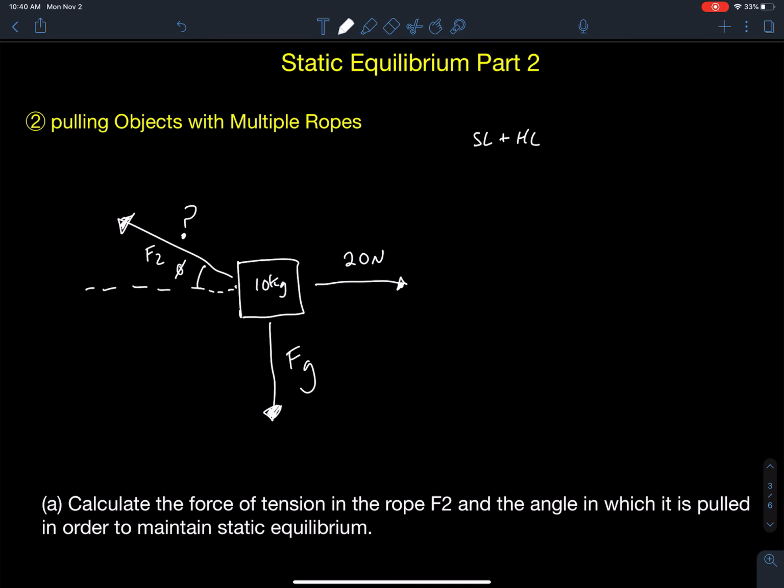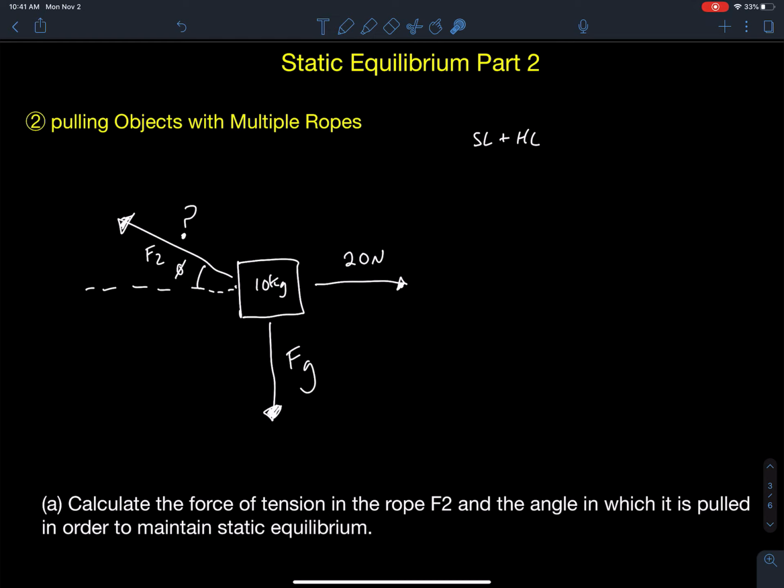All right, here's a second part to that equilibrium where we're going to look at a few different situations. This is a situation where an object is hanging in equilibrium and being pulled by three different ropes. Okay, it's like a tug of war situation. Often you're going to be asked to calculate not just the force of tension in one of the ropes, but also the angle at which it is pulled in order to maintain that equilibrium. So a very common situation.